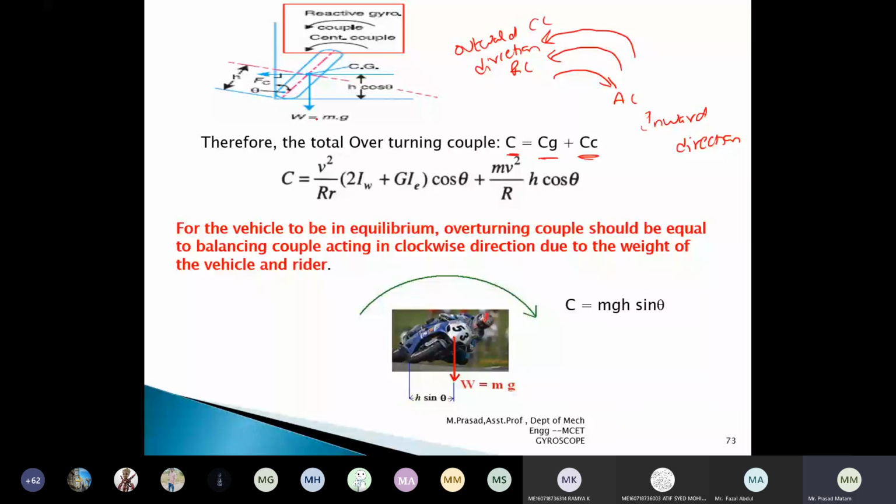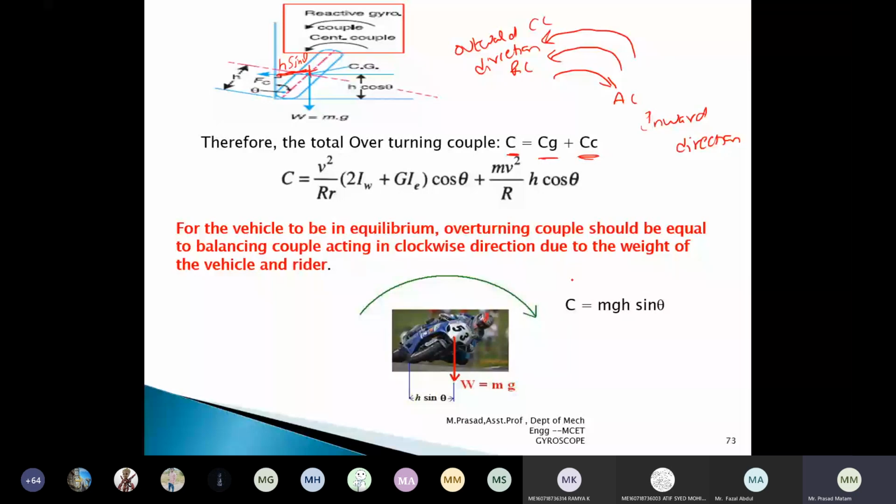So what is here? W is the mg. Due to this, what is the perpendicular distance? Here I am getting mgh sin theta. How am I getting this? You can see in this diagram. W is the mg, weight acting downwards. For this weight, the perpendicular distance is this line I am showing. This is the h, this is h cos theta, and this will become h sin theta. So h sin theta is the perpendicular distance.